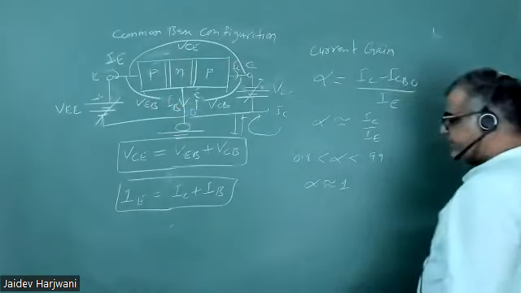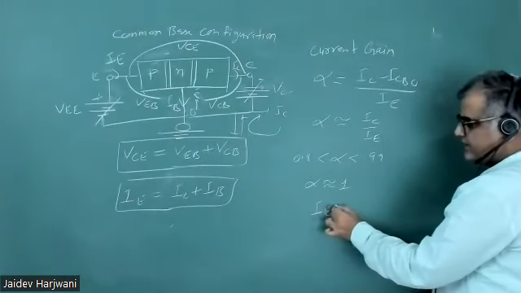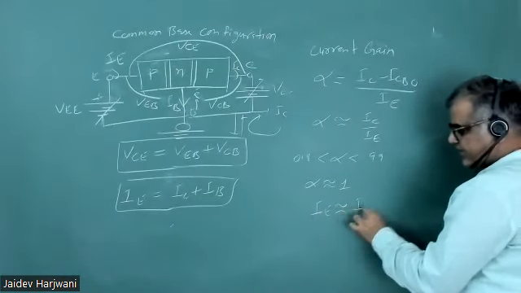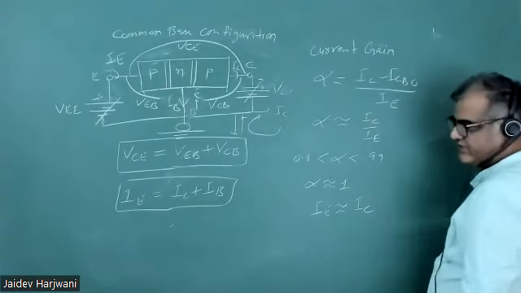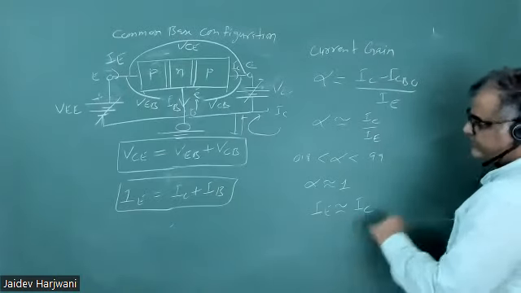So generally in circuits we take IE equals IC. Whenever we solve a circuit, most of the time we take IE equal to IC because IB is very, very negligible. Okay, so this is one thing.